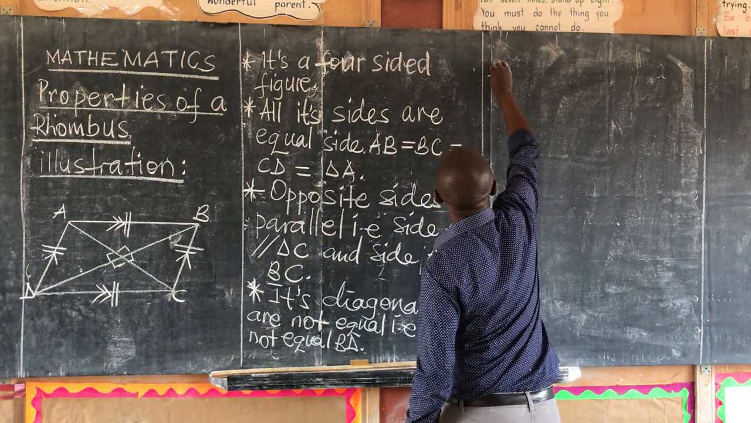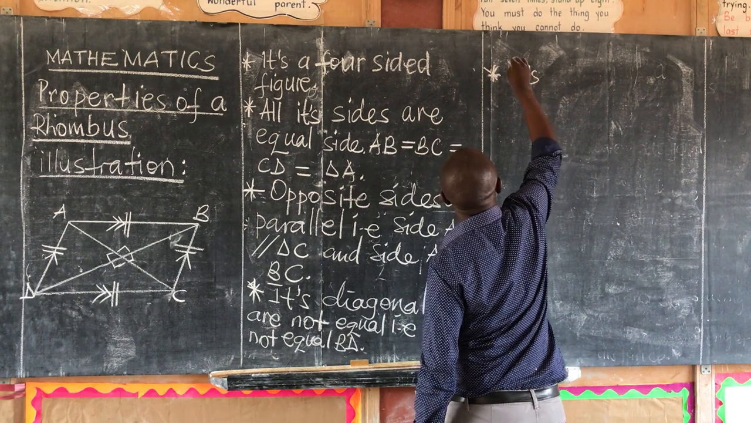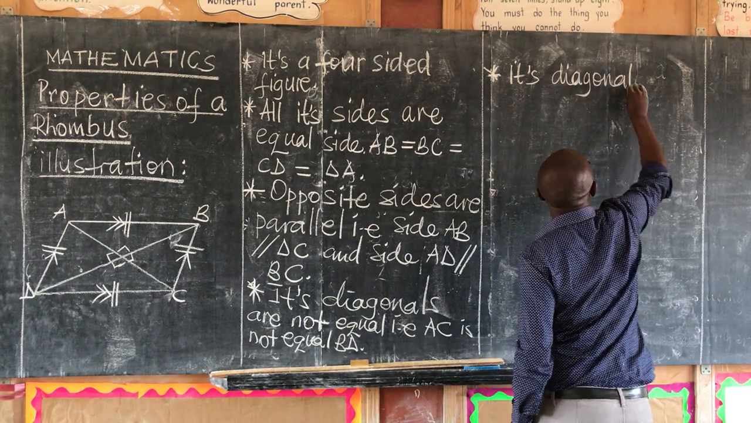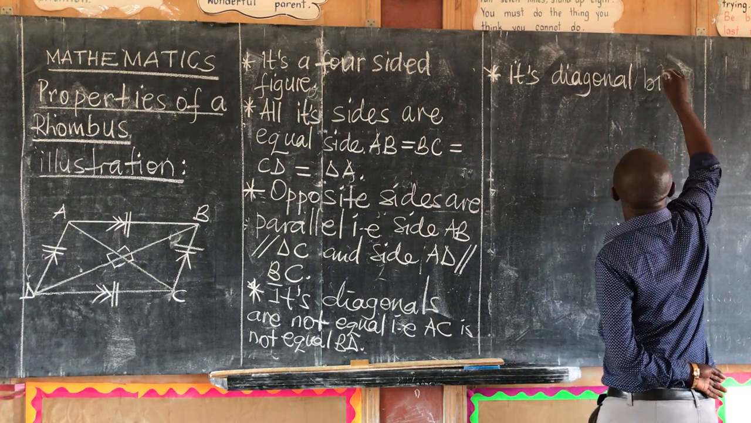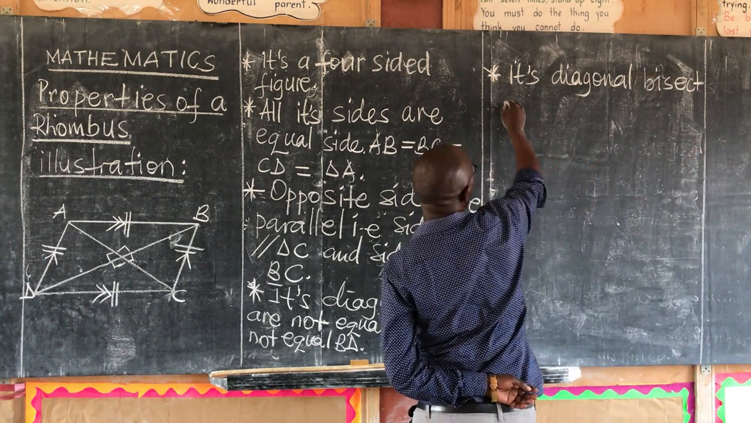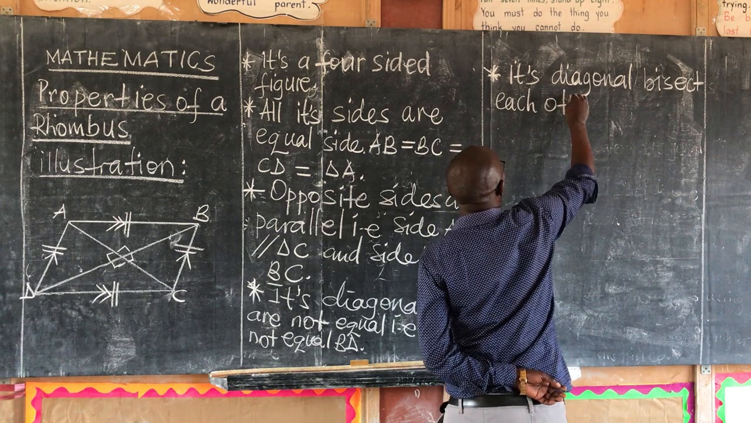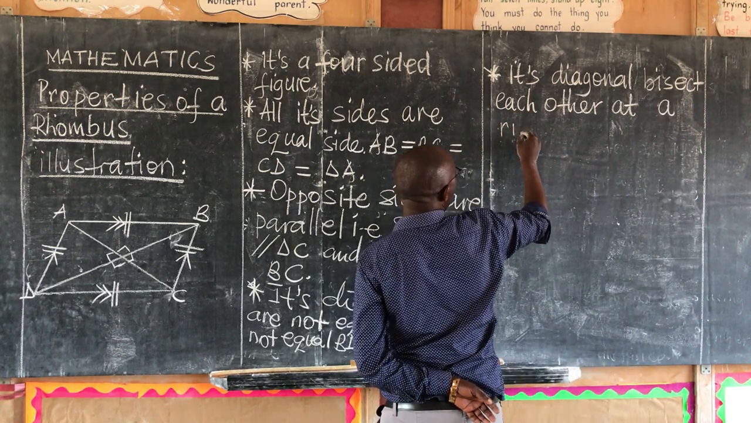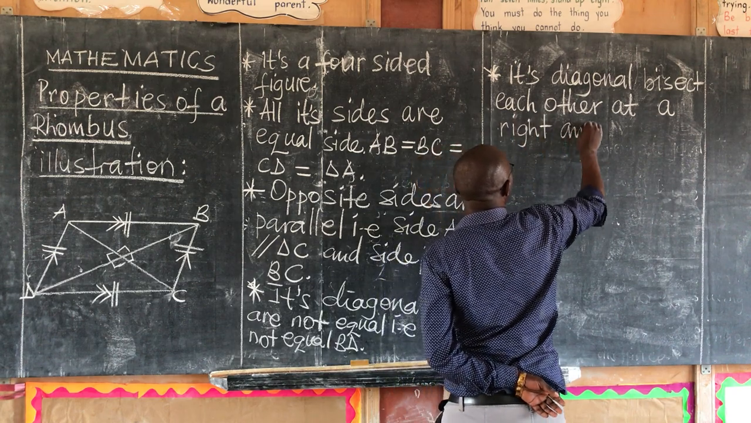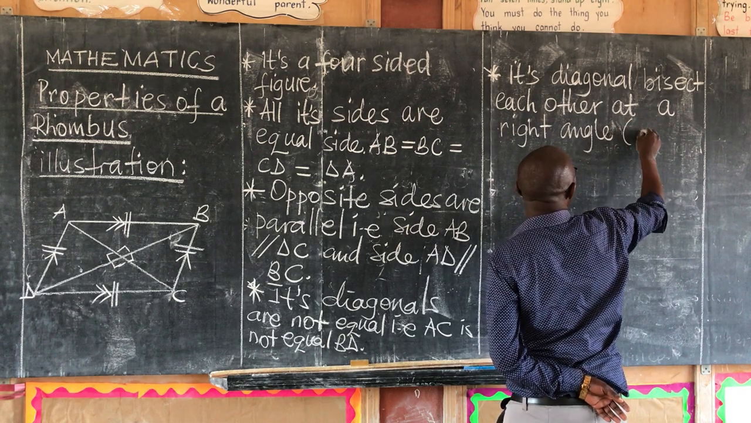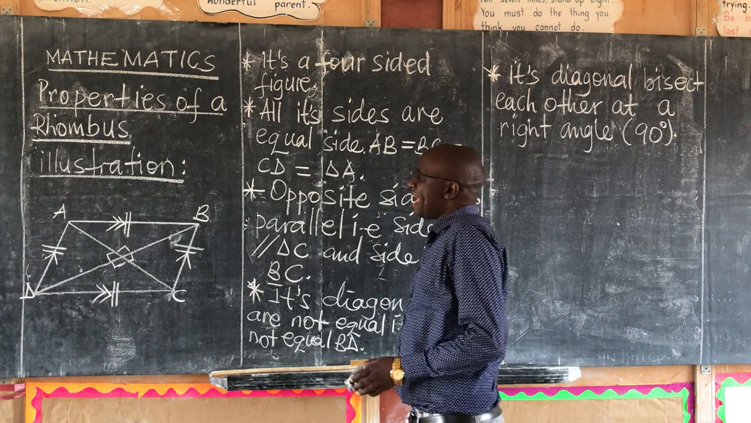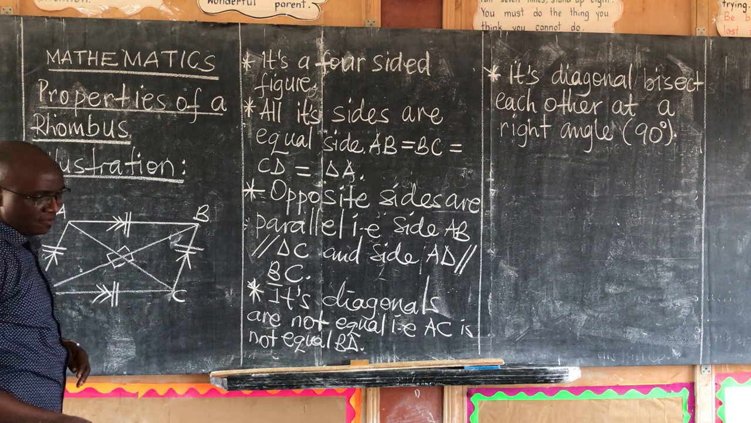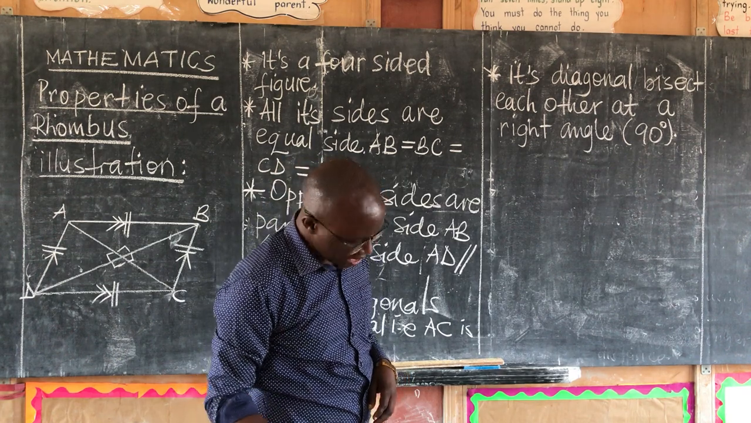Then we have another point. Its diagonals bisect each other at a right angle. What I mean here by the right angle is 90 degrees. As the diagonals meet, they divide themselves into two equal lengths. That is what I mean by bisecting.